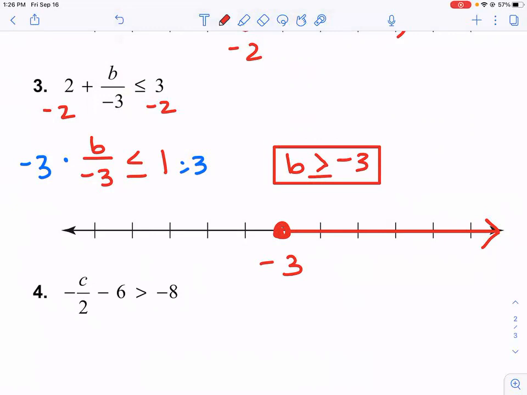Do you have a question about the problem, Colin? Okay, you and your elbow partner work together on solving number 4.